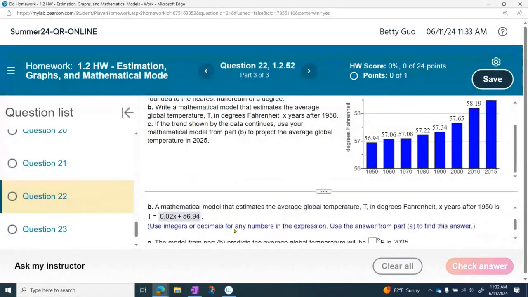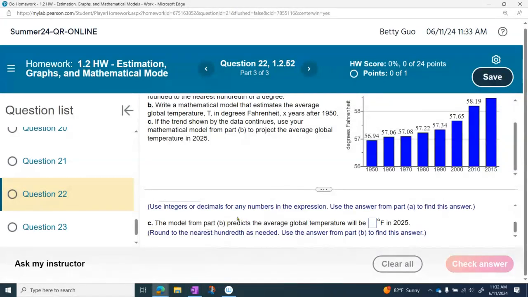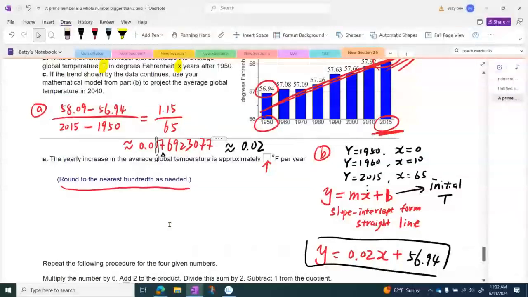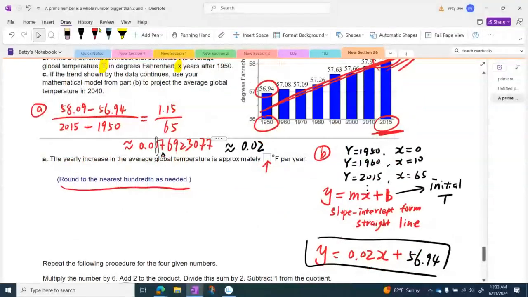So part B is just to figure out the linear equation, the equation of the straight line that can model the linear trend from the picture. Part C: if the trend shown by the data continues, use your linear model from part B to predict the average global temperature in 2040. Okay, so let's see part C.